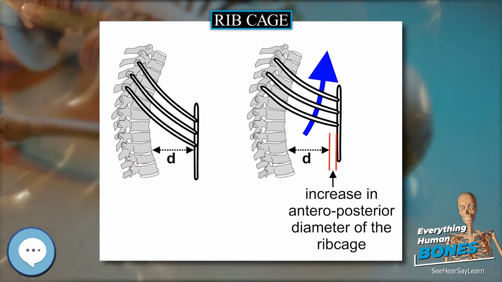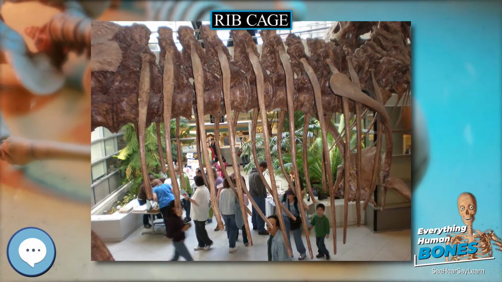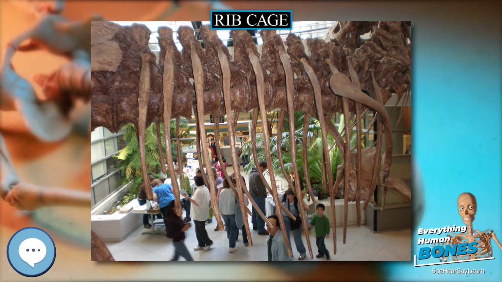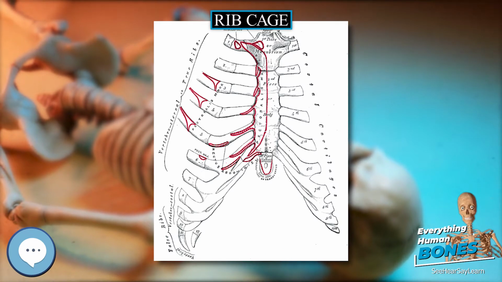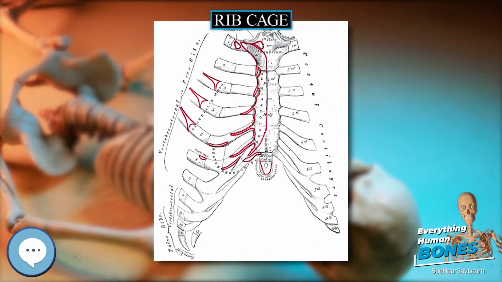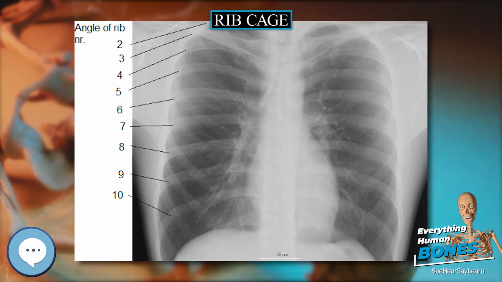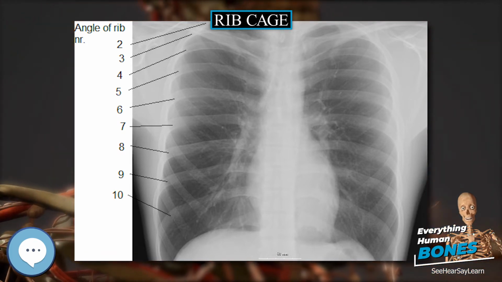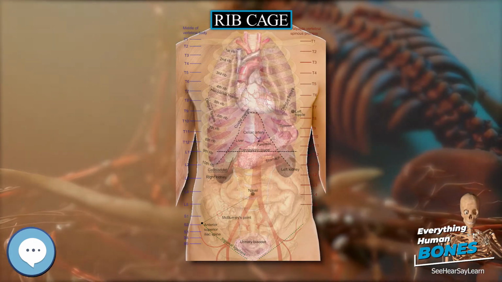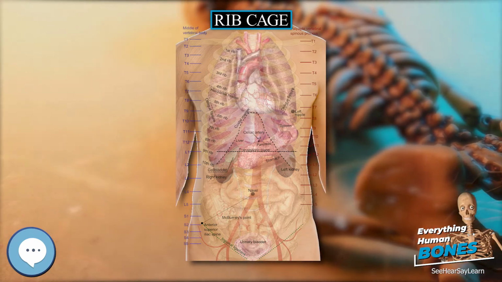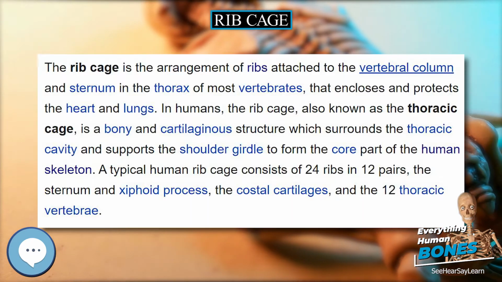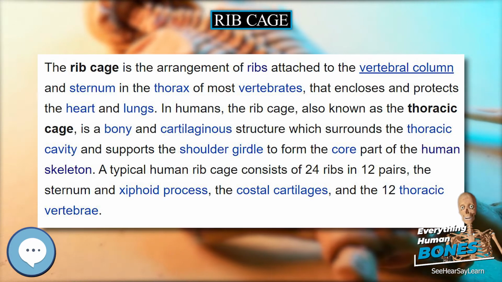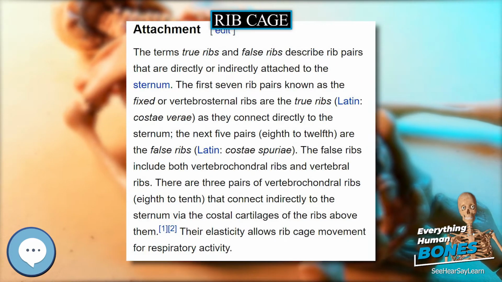Structure. Ribs are described based on their location and connection with the sternum. All ribs are attached posteriorly to the thoracic vertebrae and are numbered accordingly 1 to 12. Ribs that articulate directly with the sternum are called true ribs, whereas those that do not articulate directly are termed false ribs. The false ribs include the floating ribs, 11 and 12, that are not attached to the sternum at all.